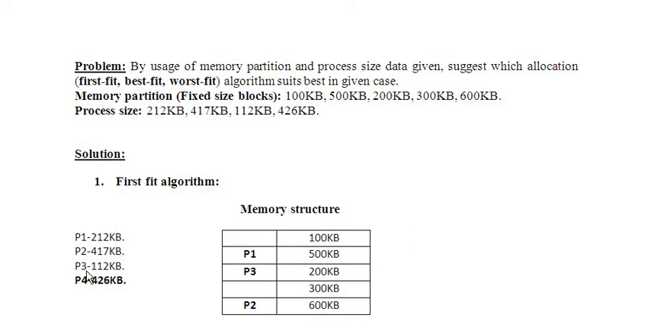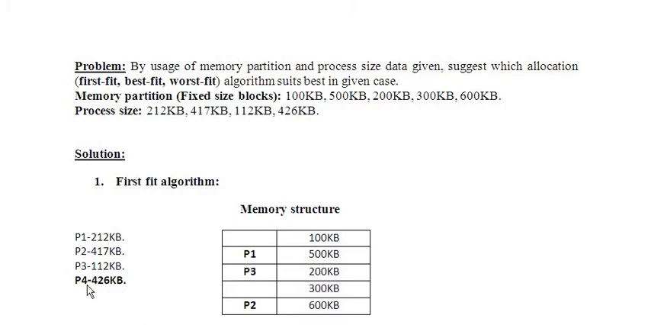Now P3, that is 112 KB. Again scanning starts from here. 100 KB, 112 can't fit in. Already 500 KB has been occupied. 200 KB is free, and P3, which is 112, can be accommodated in 200 KB. So P3 is allocated.